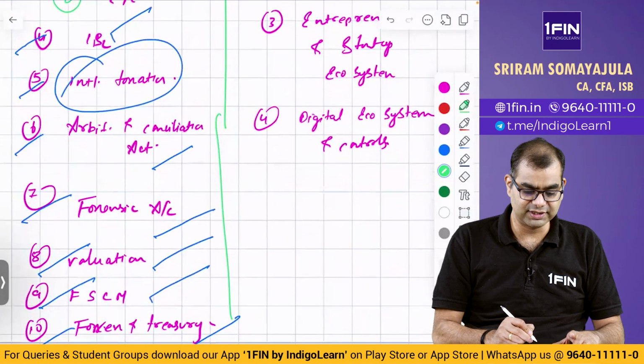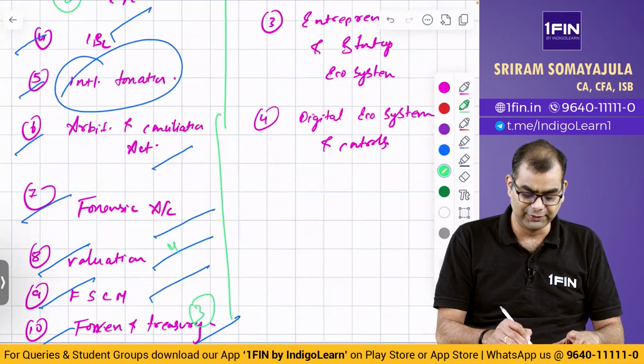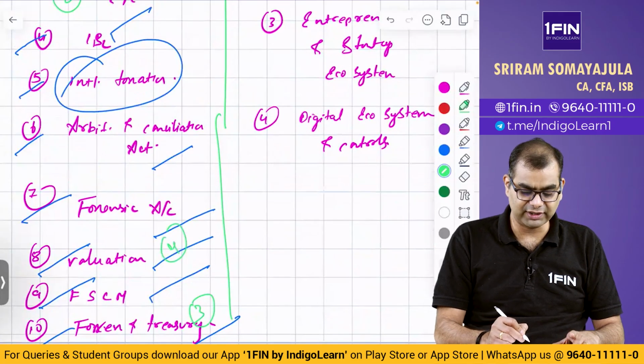Then you have forex and treasury management. Then you can choose valuation. And after that, probably FSCM or forex accounting. One of these two can be number five.